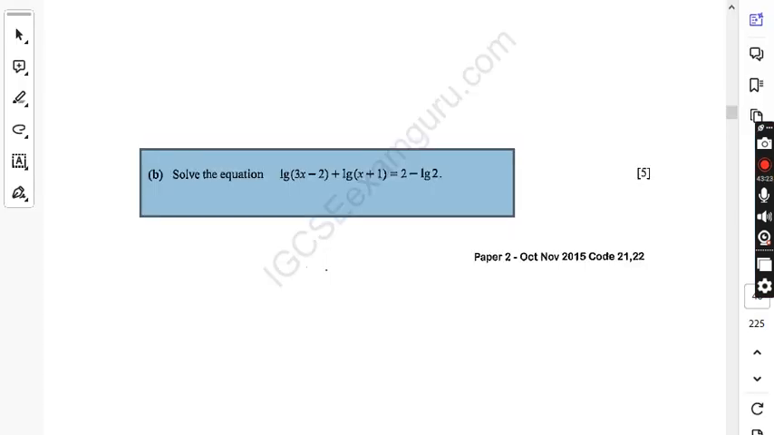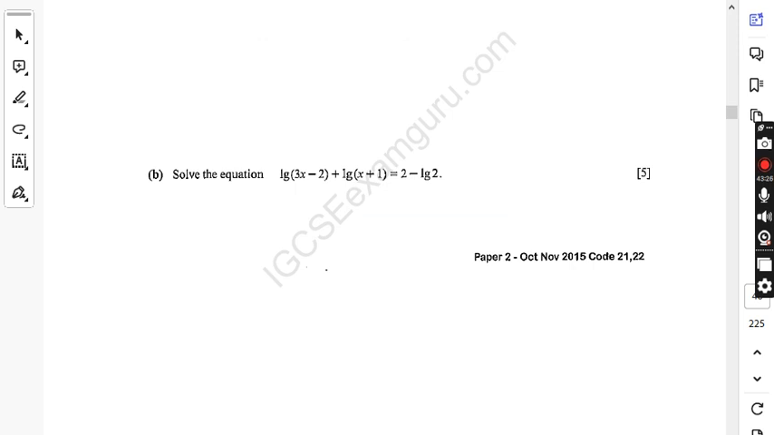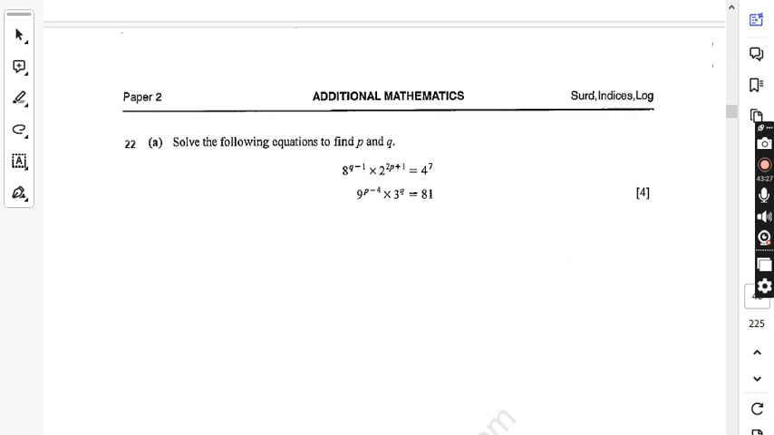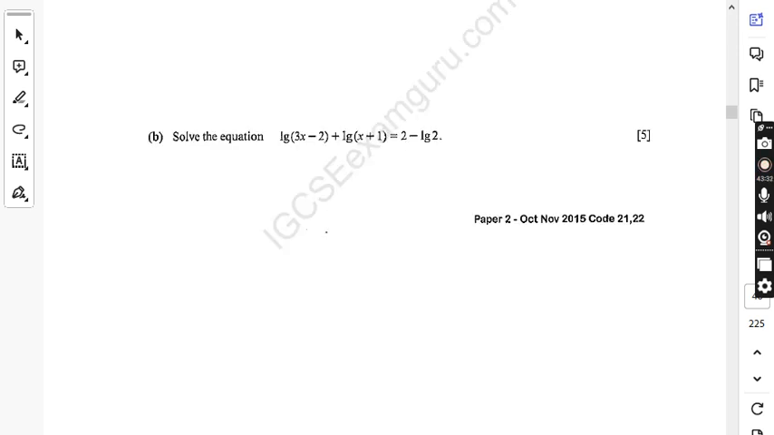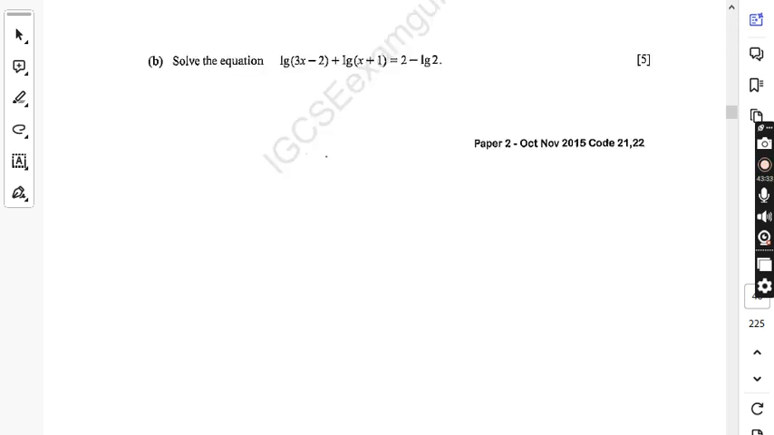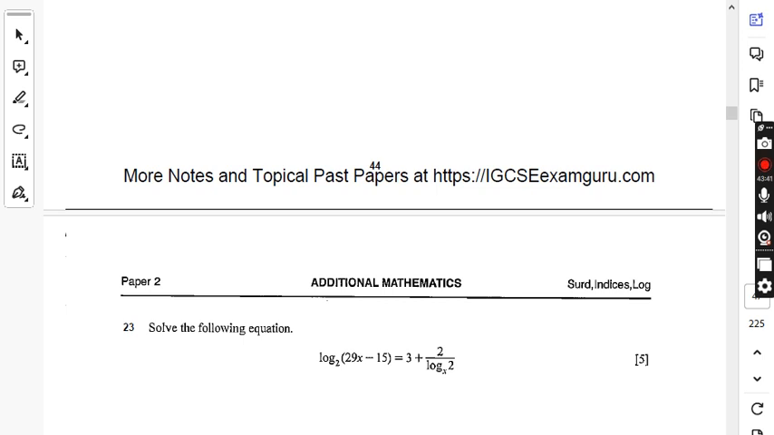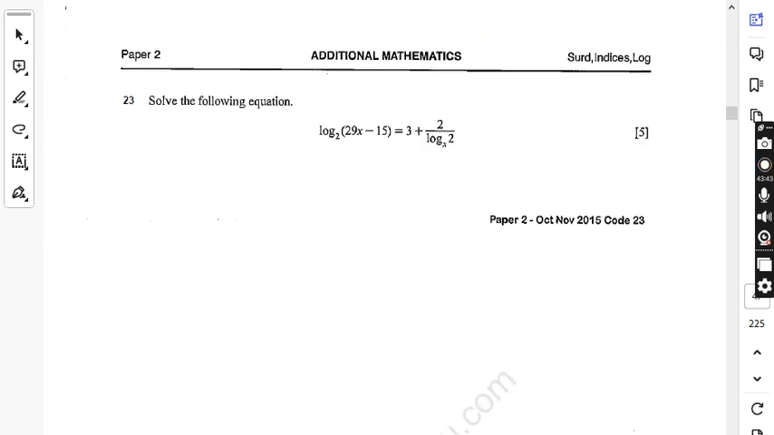So I choose only part B of this question because part A of this question is not related to logarithm, and we are doing only questions which are related to logarithm. This question came in October November 2015, paper 2-1 and 2-2. Move to next question.